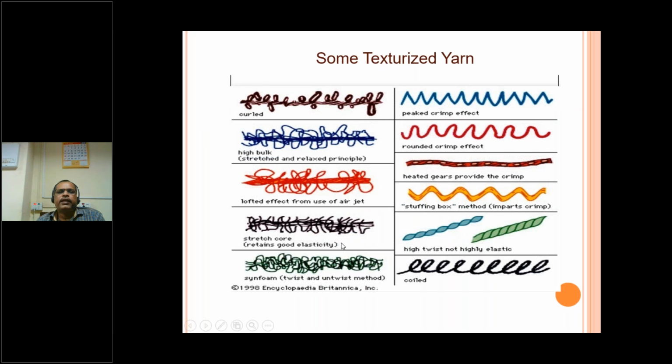These are some textured yarns, images of yarn textured by different techniques. I am not going into the details of the techniques. And these are the loops that have been formed. The loop shapes are different based on the mechanisms.